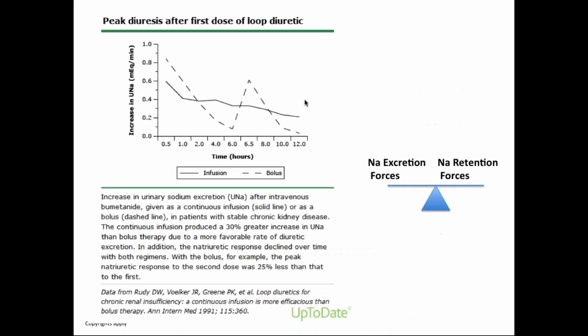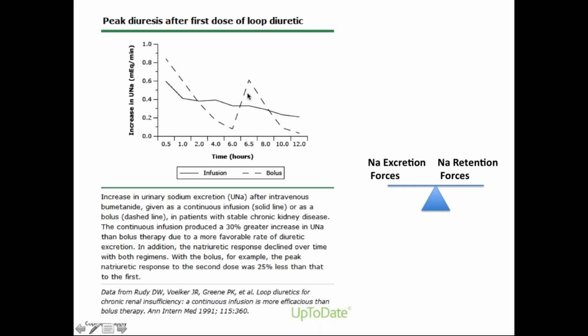Similarly, this is a study in which there is urinary sodium excretion on the y-axis and time on the x-axis, and they're looking at loop diuretics, which is furosemide, in a continuous infusion, which is the solid line, and bolus dosing, which is the dotted line. And what they find is that the total amount of sodium excreted for the same dose is higher with a continuous infusion versus bolus dosing. But what I want to focus on is the effect of what happens when you give the second dose.